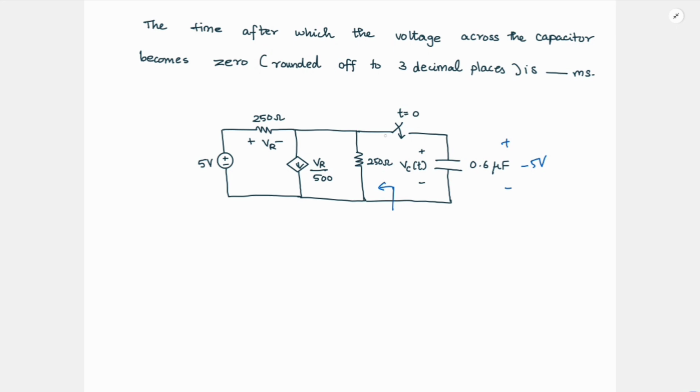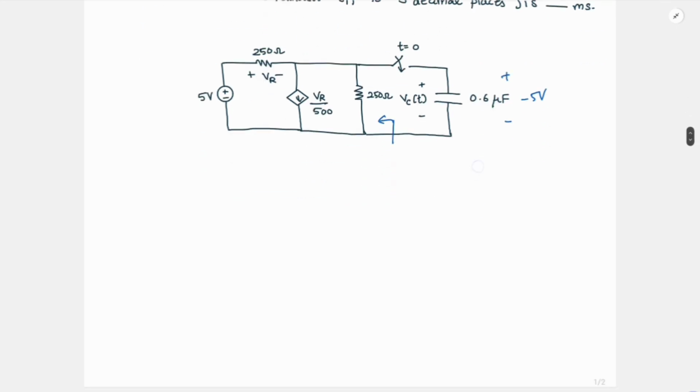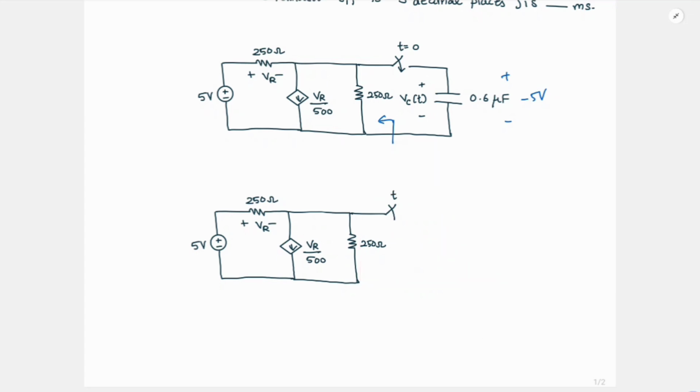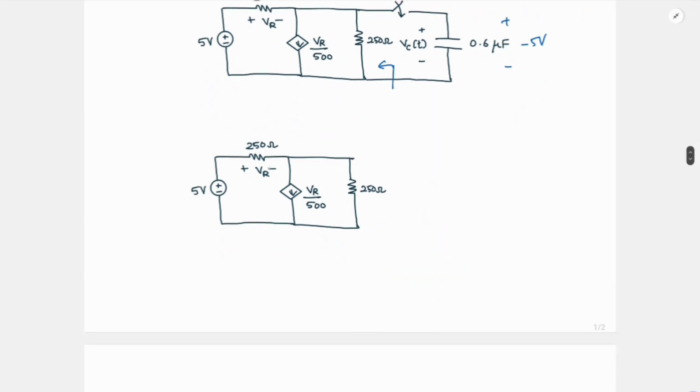So as a first step, let us try to simplify this part of the circuit. What do you see here? So here it is given that if this voltage is VR, there is a current of VR by 500, right? And one way to simplify this network is nothing but finding your V Thevenin and R Thevenin and converting into a form like this, right? So VTH and RTH, and then you have a switch which is closed, and then you have this capacitor. So this is the easy way.